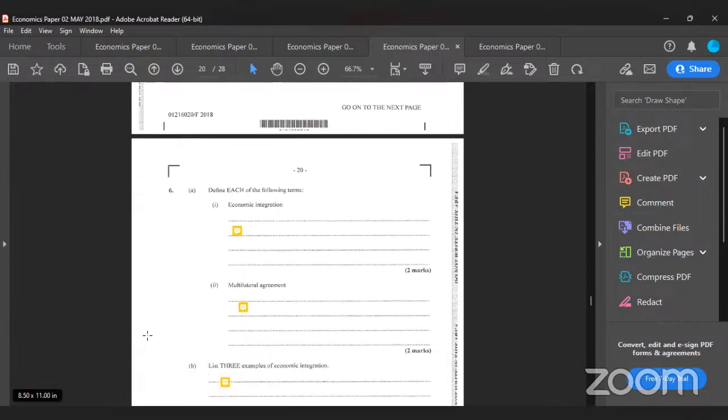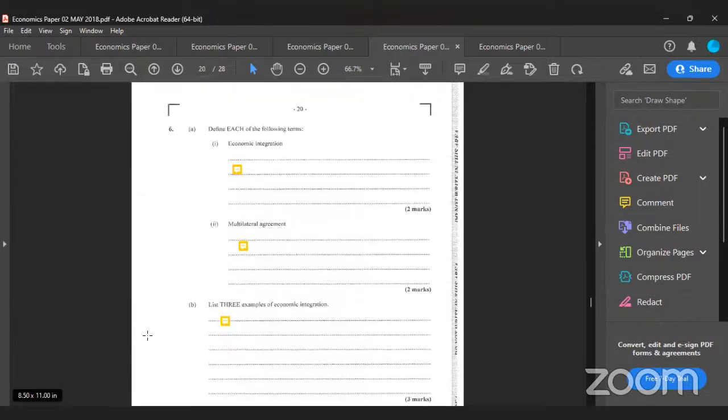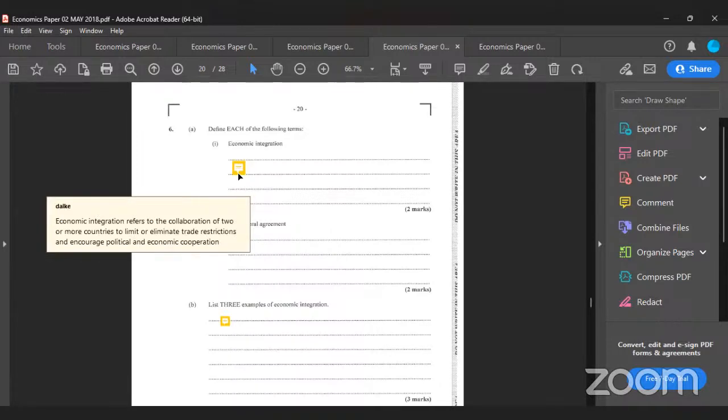The question asks us to define some of the following terms, and this is the last question that we'll go through. First, define economic integration. Again, there are many complicated definitions. However, it's 2 marks and it's at CSEC level, so I don't think there's a need to get into very complicated definitions. But economic integration refers to the collaboration of 2 or more countries to limit trade restrictions and encourage political and economic cooperation.